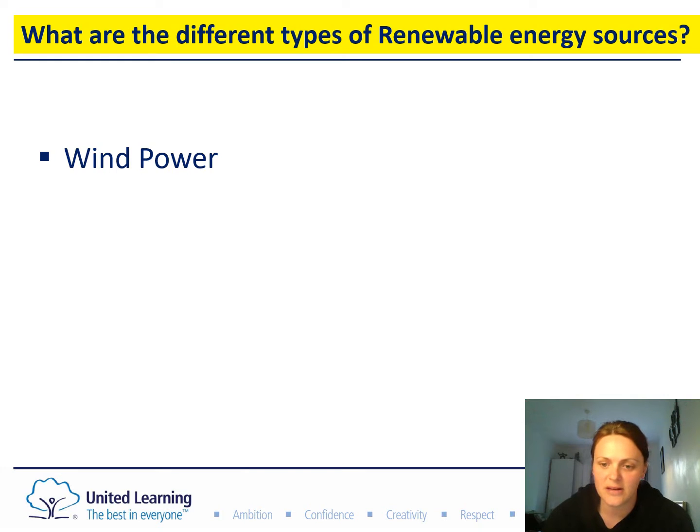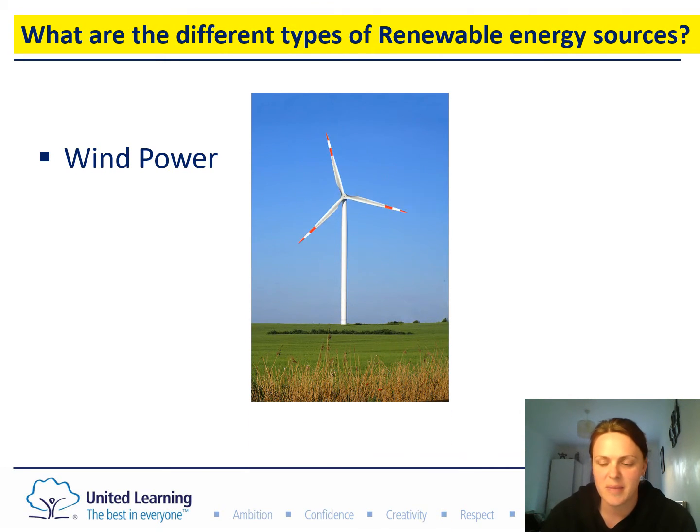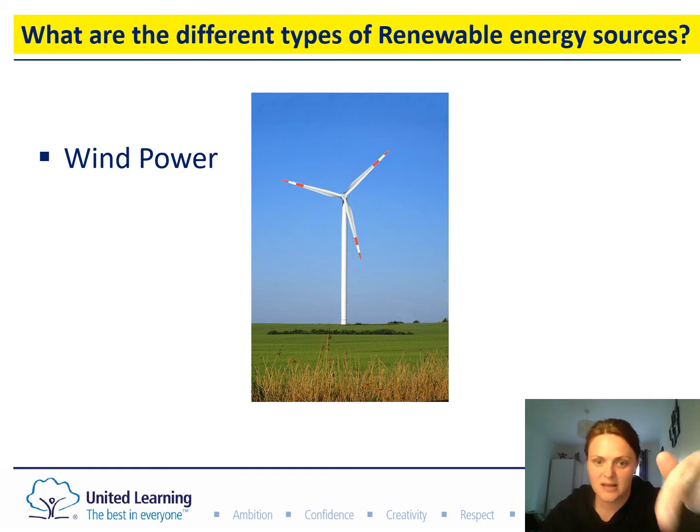Okay, so let's have a look at the different types of renewable energy sources that we can get. So the first one is wind power. Now you might have seen this before. They're quite common in the UK and they look like this. Wind turbines. So these are really huge windmills that spin around because of the wind and that will generate electricity as it turns a turbine down below, which will generate electricity.